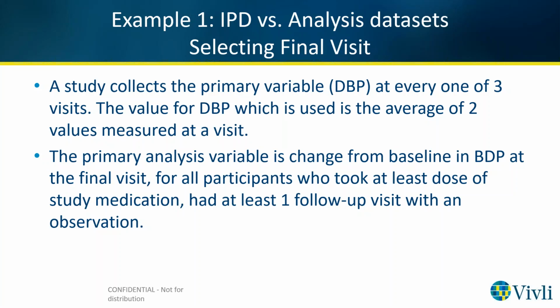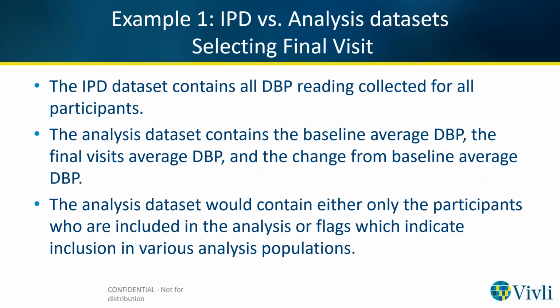The value for diastolic blood pressure, which is used for the analysis, is the average of the 2 values that are measured at each visit. The primary analysis is changed from baseline at the final visit for all participants who took at least 1 dose of study medication and had at least 1 follow-up visit so that there was an observation that could be analyzed.